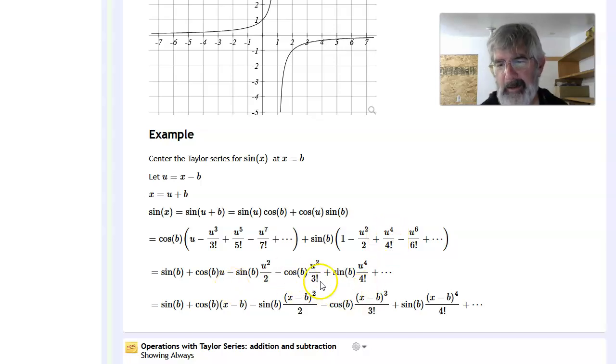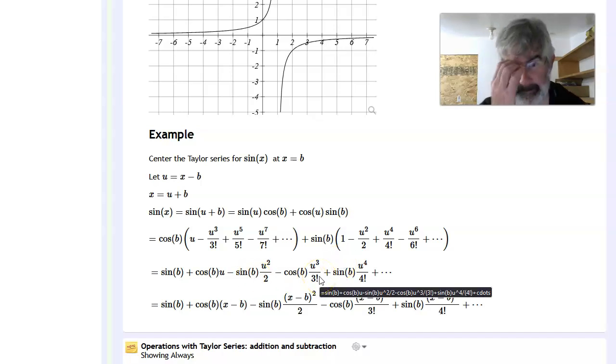All right, so just gathering all of the terms. I'm getting all the odd powers of u from the first one and all the even powers of u from the second one. So just writing them all like this.